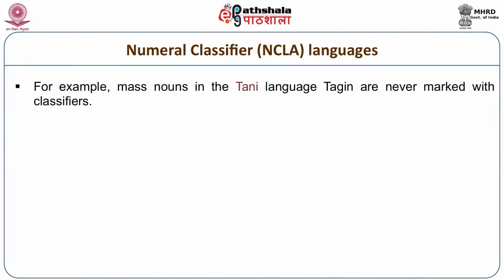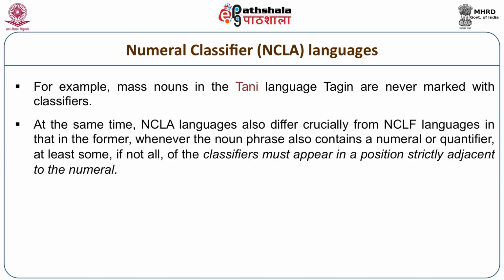For example, mass nouns in the Tani language Tagin are never marked with classifiers, only count nouns are. Numeral classifier languages, on the other hand, are distinct from noun classifier languages because whenever there is a numeral, the classifier must appear in a position strictly adjacent to the numeral. Either it can precede or follow, depending on the language.